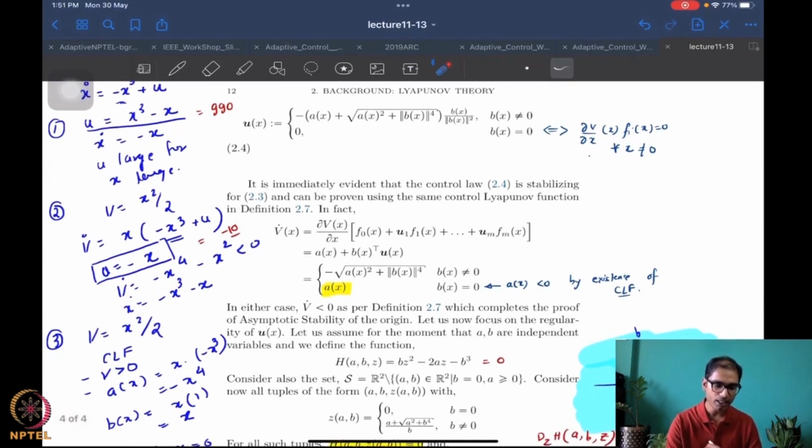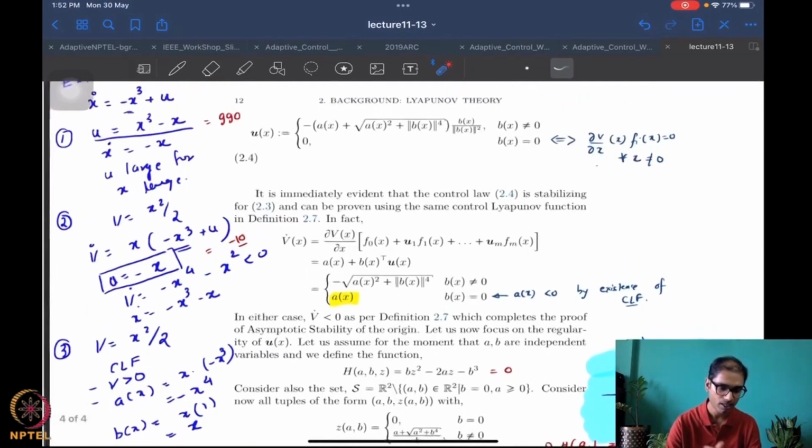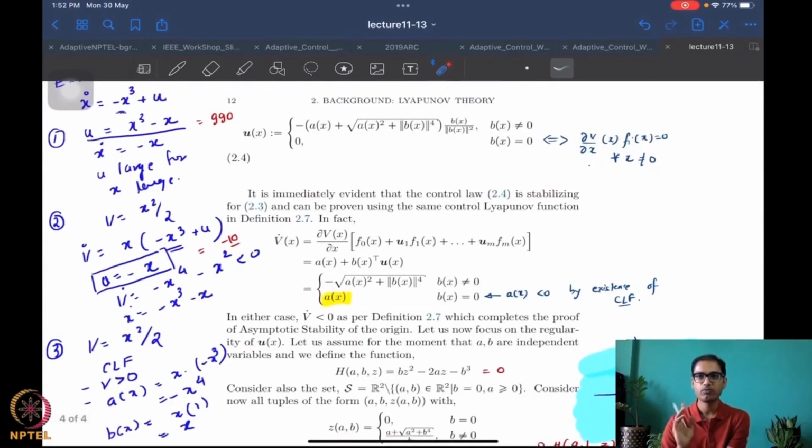Great. So I know that this v is a CLF, because I can choose a stabilizing control u. Okay, great. So what is the value of this control? u equal to minus x, it's minus 10. It's minus 10, all right? So no problem. Very good.